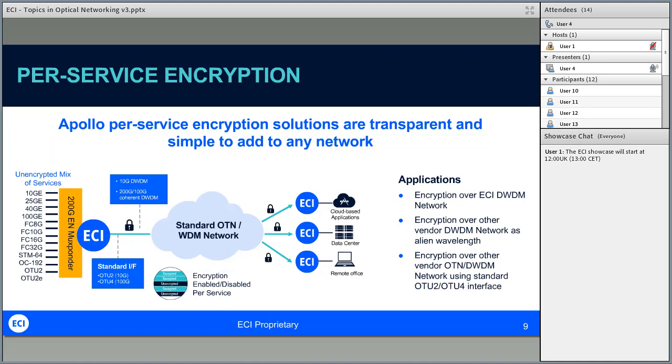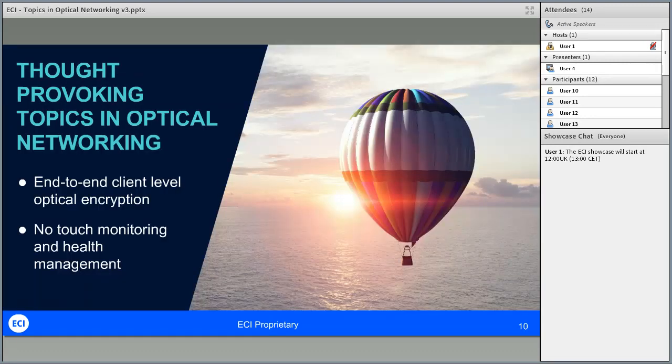So this concludes this part of the presentation in terms of encryption. Hopefully it gave you a little bit of insight into why optical encryption is important and some of the innovations taking place there, particularly around per service encryption, and the fact that this could be administered centrally within your own area network. So let's switch gears, and we're going to talk about a different subject altogether. At the end, I can certainly take questions coming back to the encryption subject if that's what people have on their minds. So what we're going to talk about now is monitoring and health management.